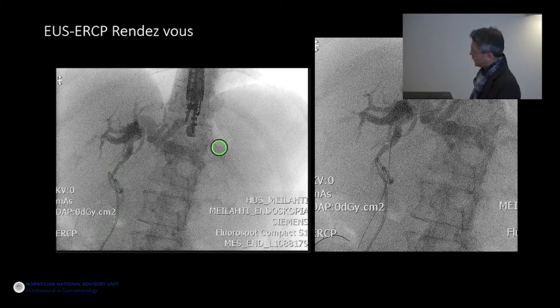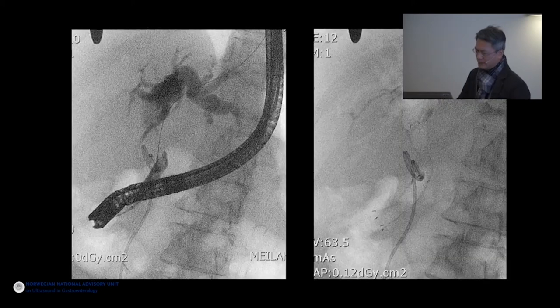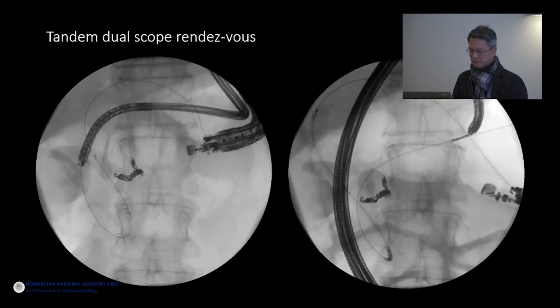And so by using EUS, you can access the left liver, then you can place the guide wire through the papilla, and then you shift over to the ERCP scope, catch the guide wire, and then you can place a stent on top of the guide wire. And this is a classical EUS-ERCP rendezvous procedure.